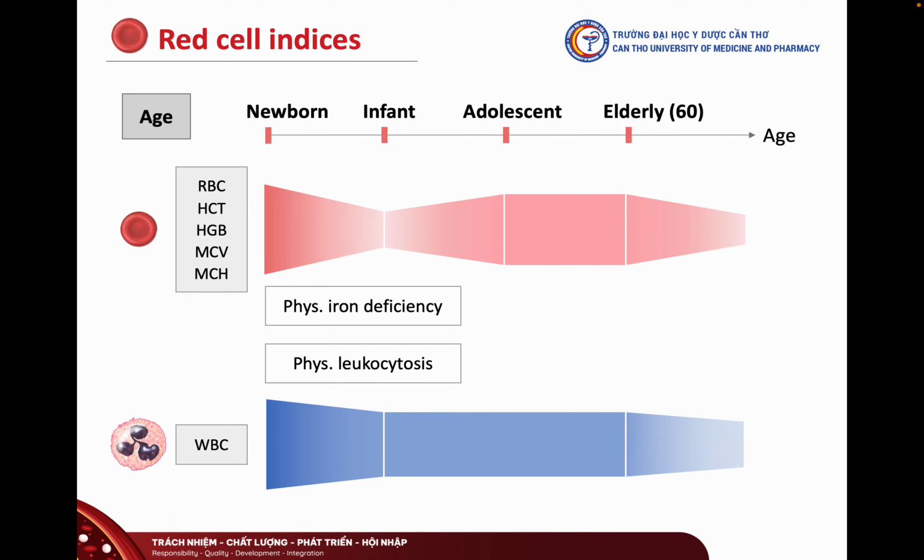WBC, or the white blood count, stays relatively stable throughout our life, but can decline in the elderly due to the same factors as the red cell indices: chronic inflammation, bone marrow changes, and hormone level changes, all of which impair hematopoiesis in the bone marrow.